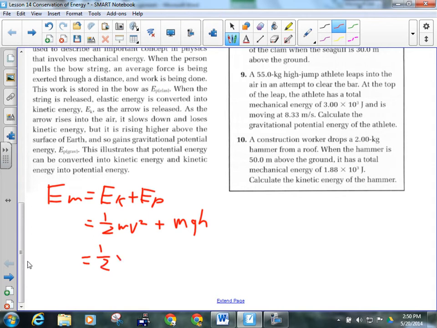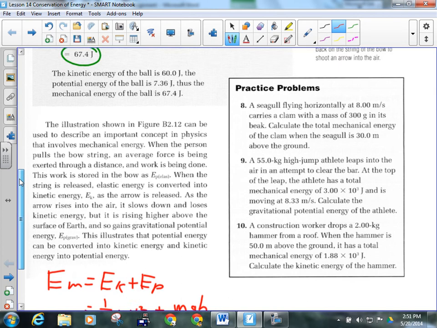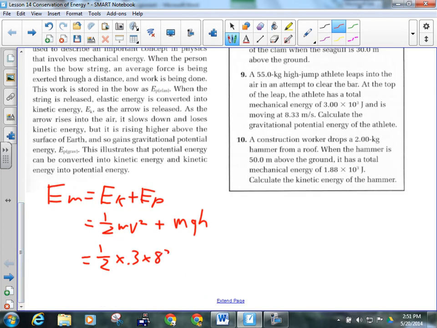So 1/2 times 0.3 kilograms. Why do I have to make it 0.3? Why can't I use 300 grams? It needs to be in kilograms to calculate energy, guys. A joule is a kilogram meter squared per second squared. You must have the mass in kilograms. And it was moving at 8 meters per second, so times 8 squared, plus 0.3 times 9.81 times 30 meters.